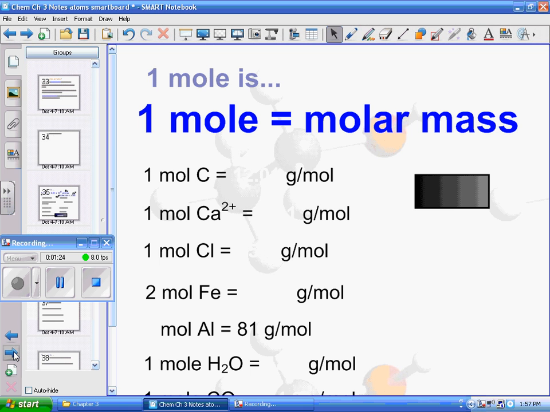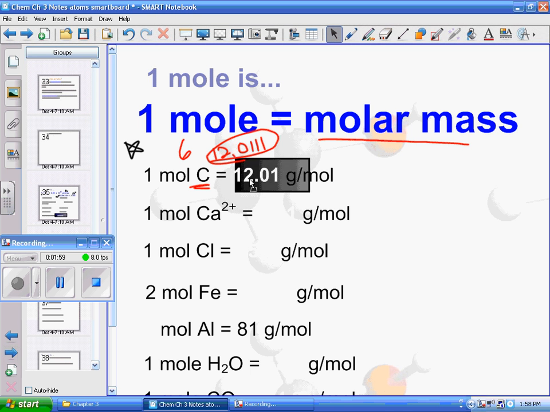The second thing a mole is: 1 mole is also equal to the molar mass of something. I'm going to find molar mass by the numbers on the periodic table. If you look up carbon, you're going to see that carbon has 2 numbers. It either is 6, which is the atomic number, or it could be the molar mass or the mass number, which is 12.011. So what I'm looking for is this number here. 1 mole of carbon, equaling the molar mass, is going to be 12.011.